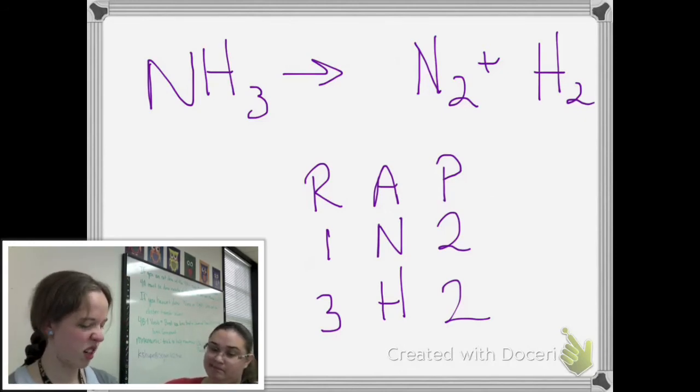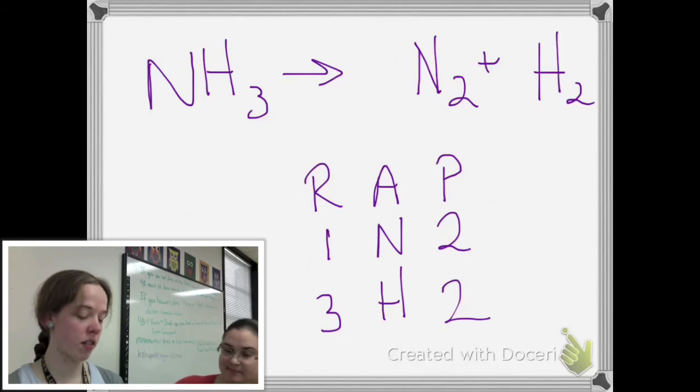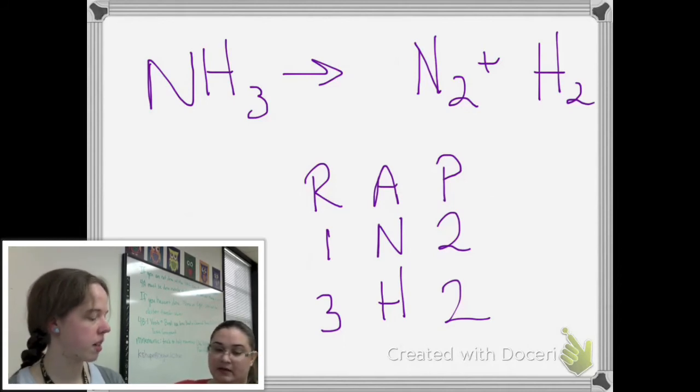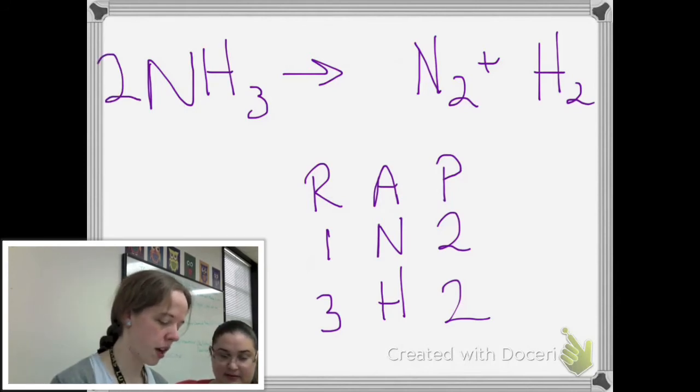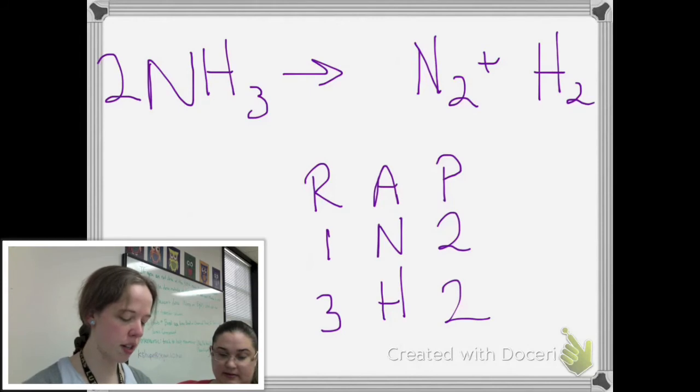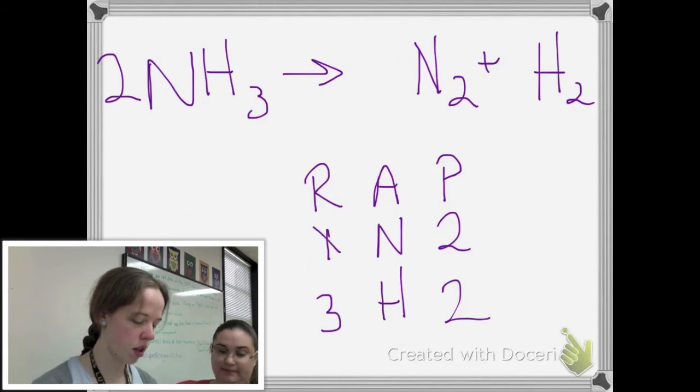What do we think is easier to fix? The N's. Because I've got 2 here and 1 here. And if I've got a 2 on the product side and a 1 on my reactant side, what do I need on my reactant side? 2. So if I now have two NH3s, how many N's does that give me? 2.